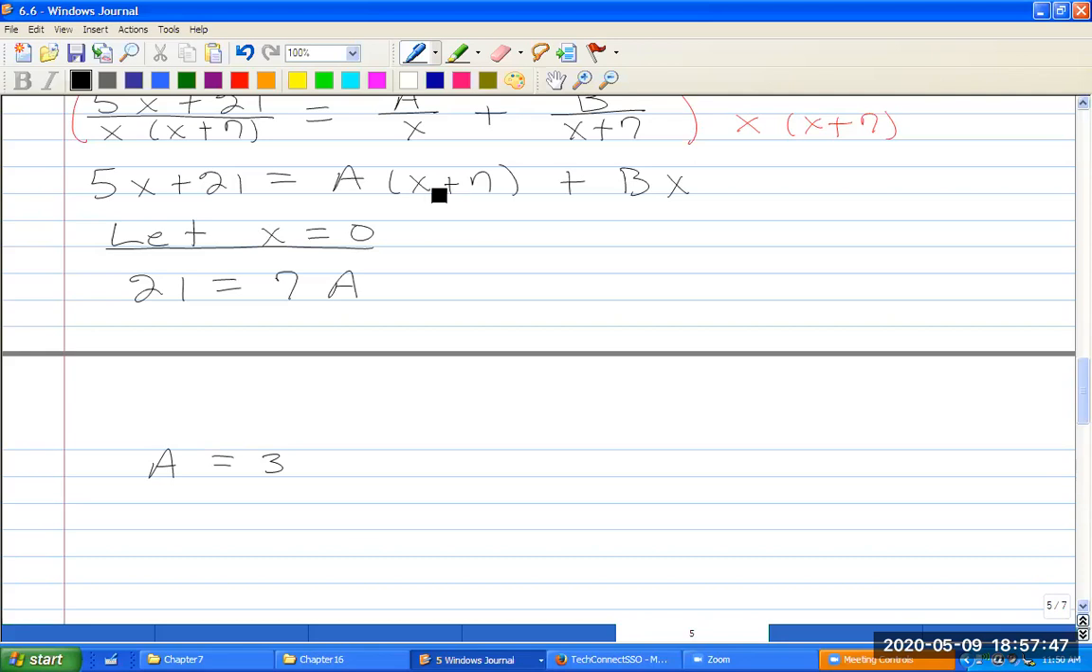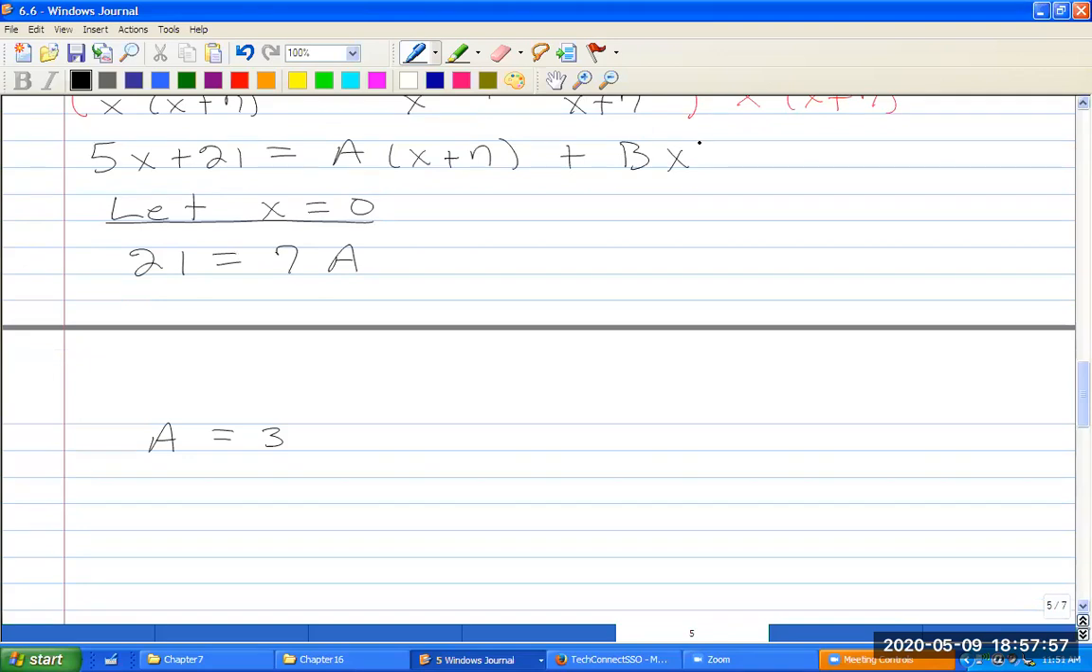Now let's make this 0. Notice that making this 0 made my life easy. Making this 0 will also make my life easy. So let a equal -7. Let x equal -7.